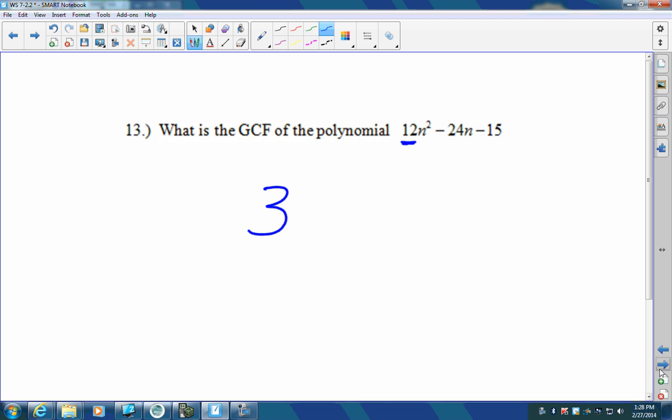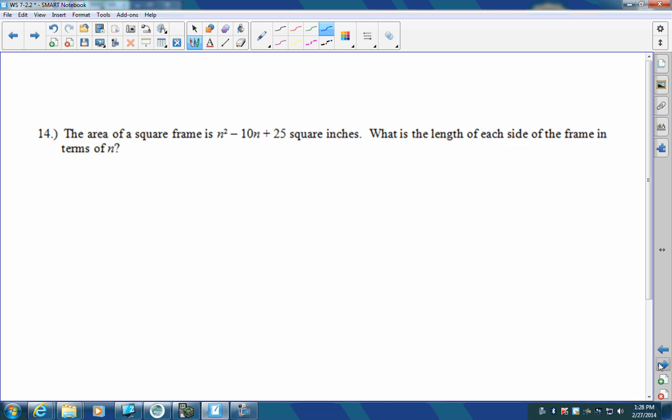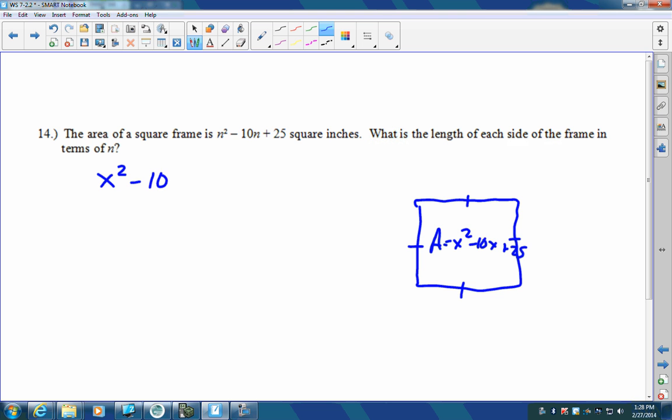The next one, that's the one I really wanted to get to. It says the area of a square frame. Okay? What's true about a square? All sides are equal, right? My area is n squared, but I'm going to use x squared minus 10x plus 25. Ugh, all right. I didn't write it big enough.